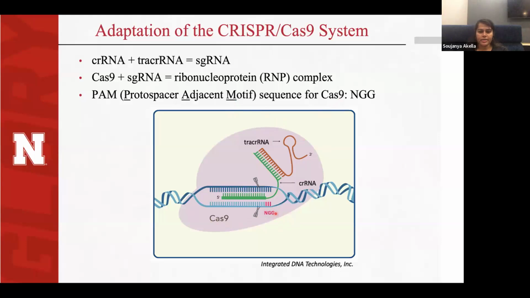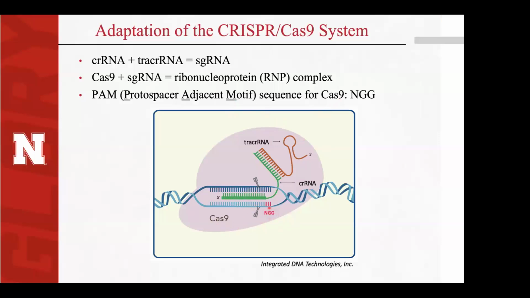So why is the PAM sequence important? It is important because that's one of the requirements. It's not just that your guide RNA, this green part, is able to recognize your target; that's not enough for Cas9. This is a requirement.